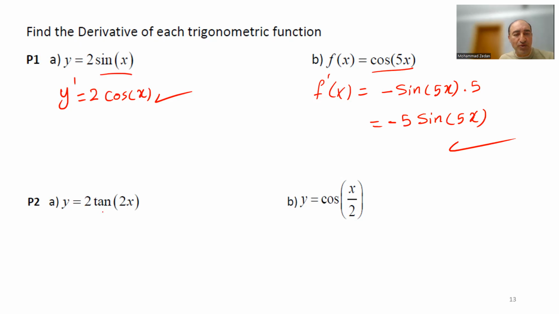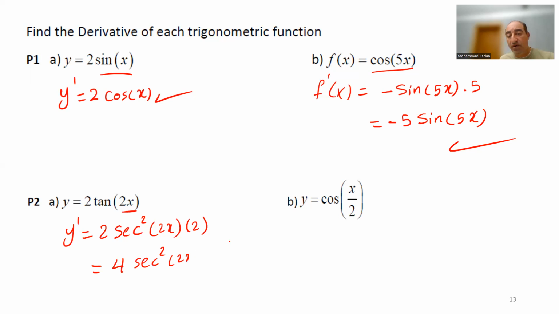y equal to tan 2x. So y prime, or dy by dx, the derivative of tan is secant square 2x times the derivative of the angle 2x, which is 2. So just arrange your answer. Multiply 2 by 2 is 4 secant square 2x. Is it okay with you?